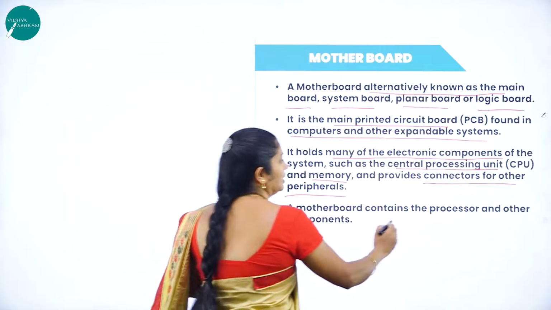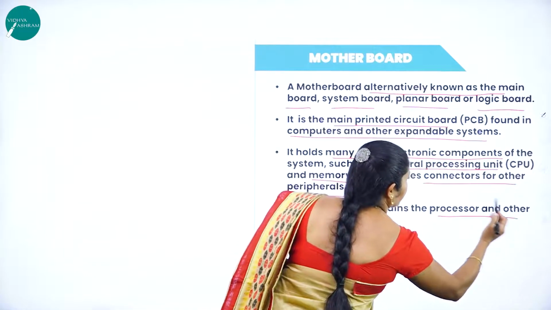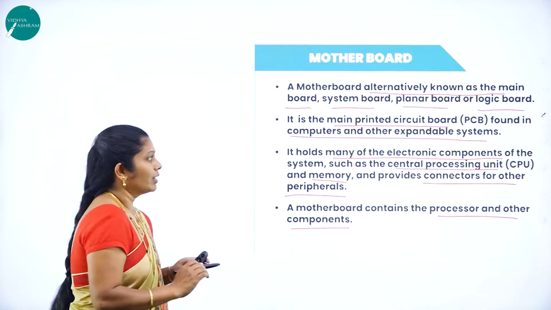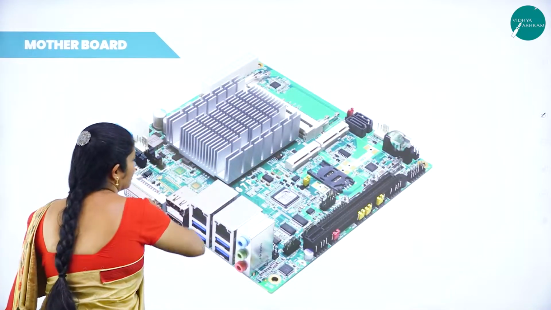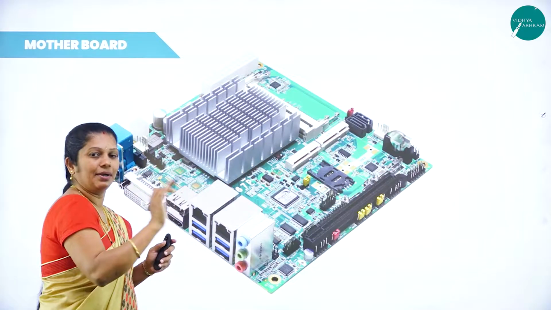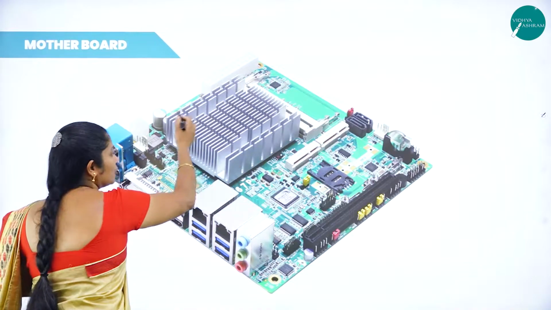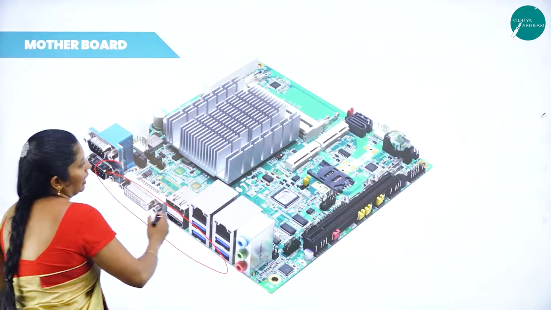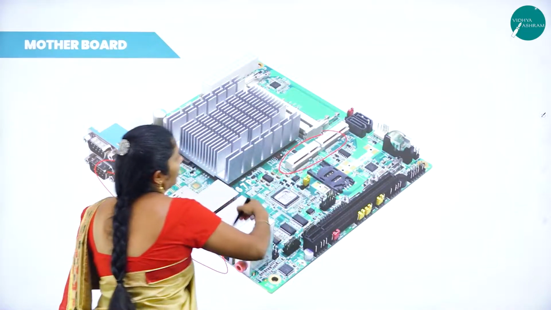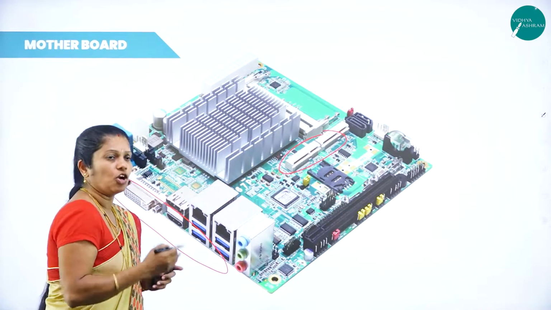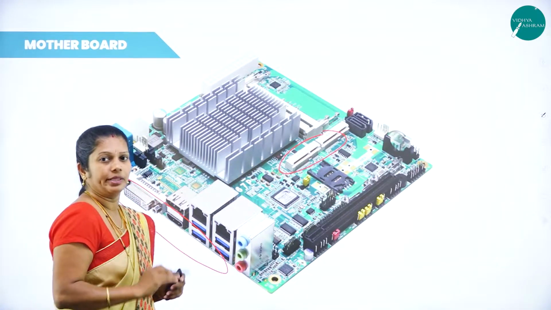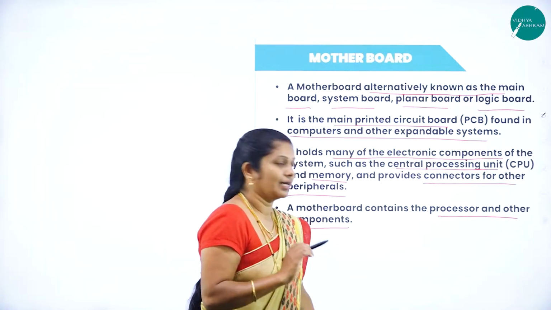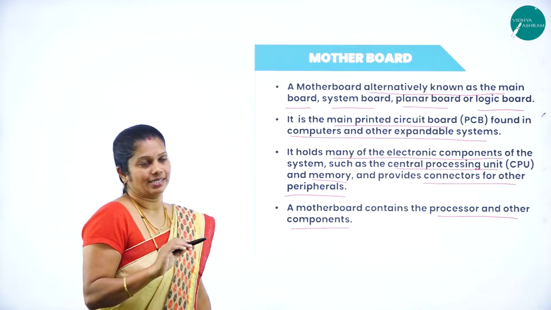The motherboard contains the processor and other components mainly. If you see the figure here, it is the main circuit board, a printed circuit board. It contains all the components: here we have ports, here we have slots, north bridge, south bridge. All the components are mounted on the motherboard. The motherboard contains the processor and other components.